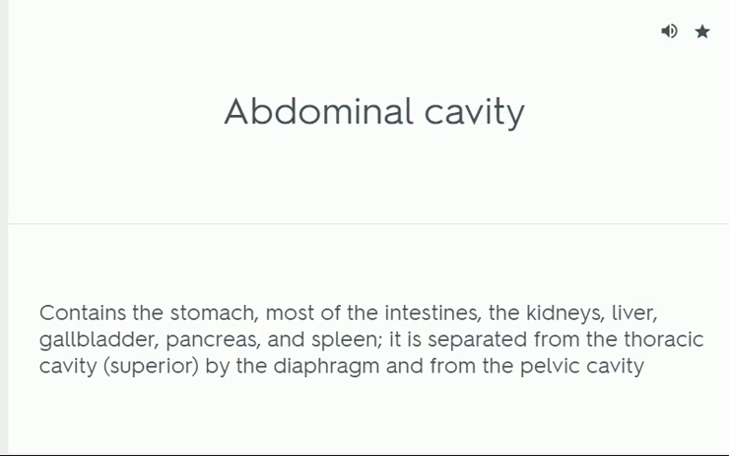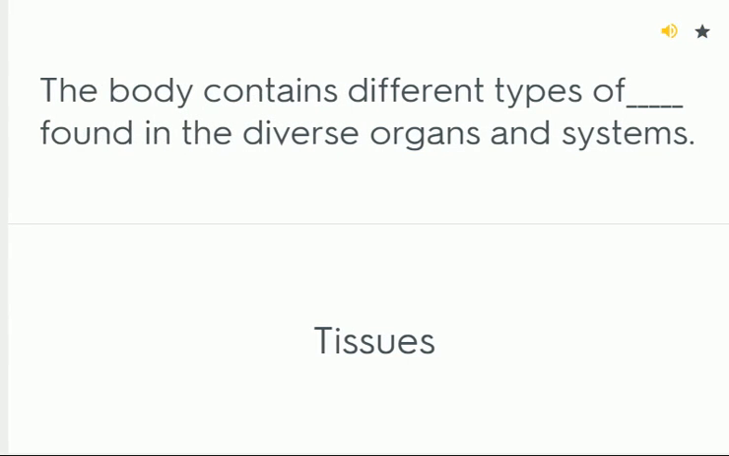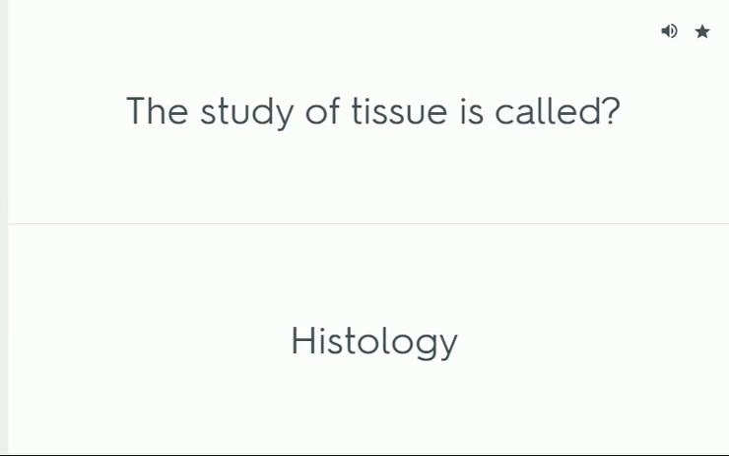Abdominal cavity. Contains the stomach, most of the intestines, the kidneys, liver, gallbladder, pancreas, and spleen. It is separated from the thoracic cavity by the diaphragm and from the pelvic cavity. Pelvic cavity. Contains the urinary bladder, rectum, and internal organs of the male and female reproductive system. The body contains different types of tissues found in the diverse organs and systems. The study of tissue is called histology.